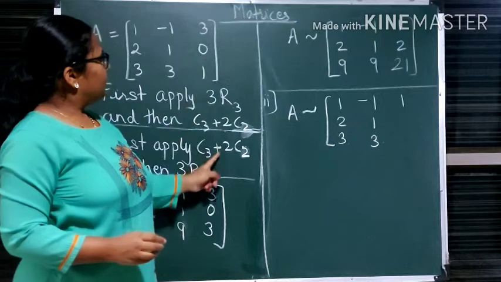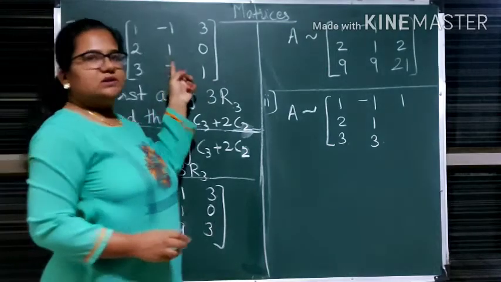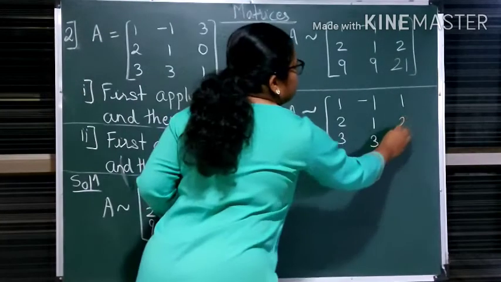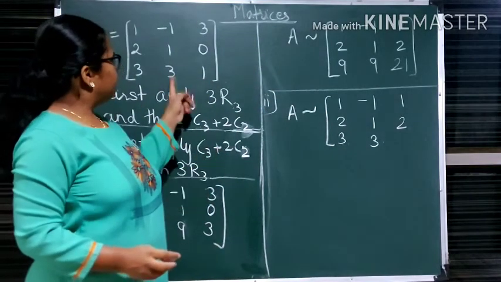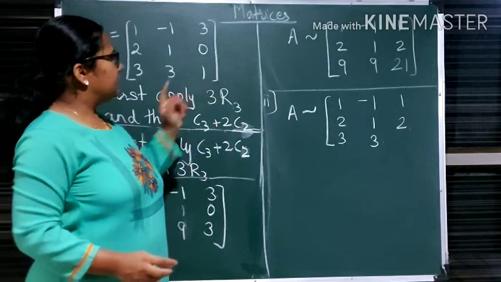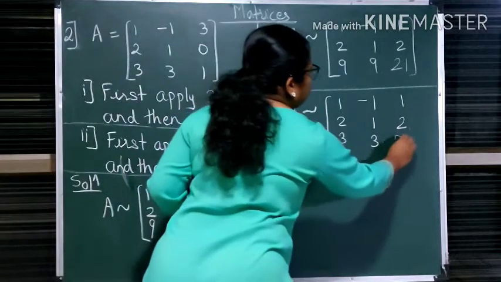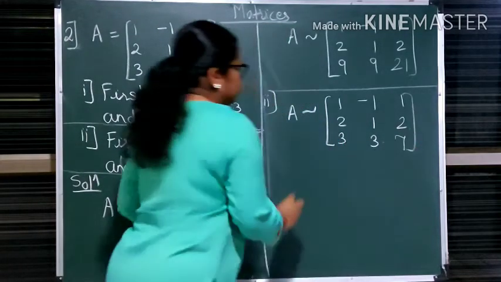Then 0 plus 2 into 1. 2 into 1 is 2. 0 plus 2 is 2. Next, 1 plus 2 into 3. 3 twos are 6. 6 plus 1, 7. So this element becomes 7.